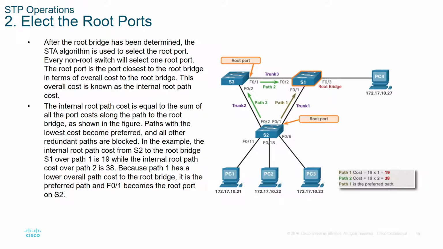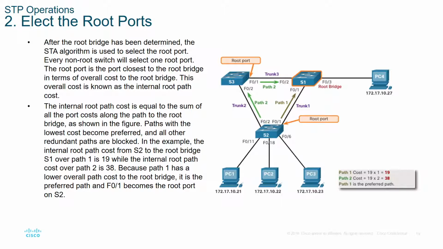So in step 2, we were electing the root port. After the root bridge has been determined, the spanning tree algorithm is used to select the root port. Every non-root switch will select one root port. The root port is the port closest to the root bridge in terms of overall cost to that root bridge. This overall cost is known as the internal root path cost. The internal root path cost is equal to the sum of all the port costs along the path to the root bridge, as shown in the figure here.